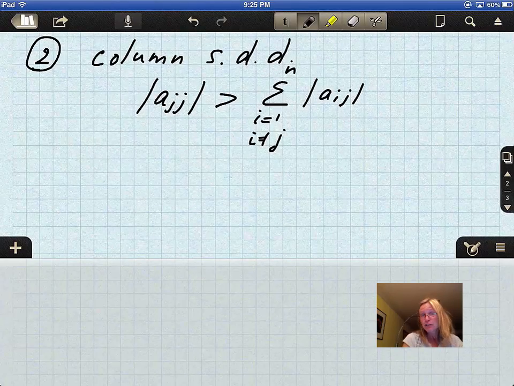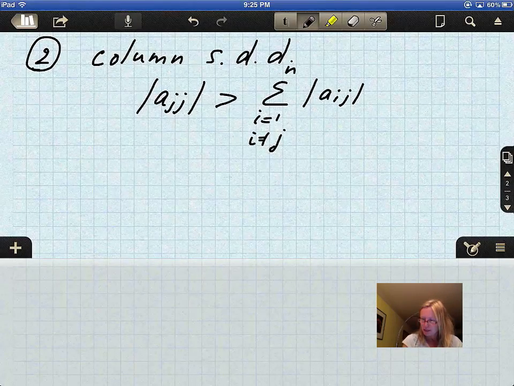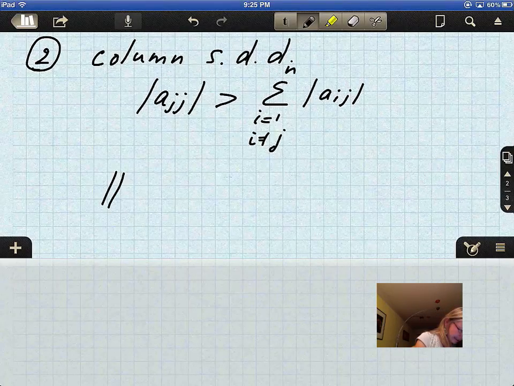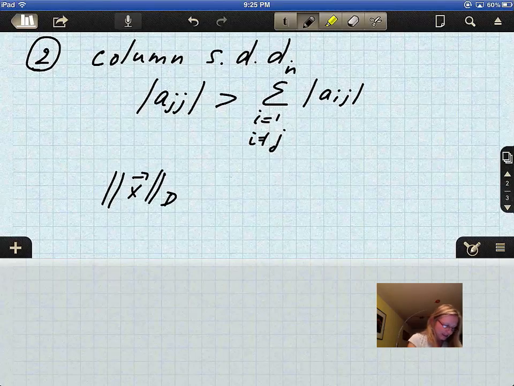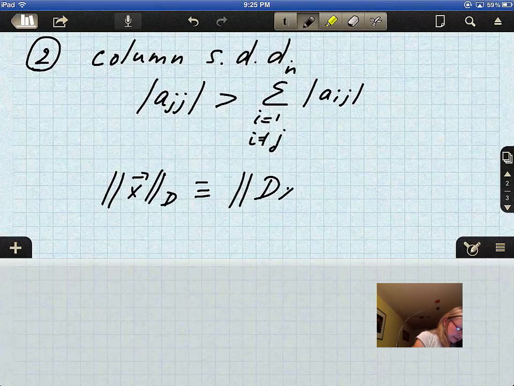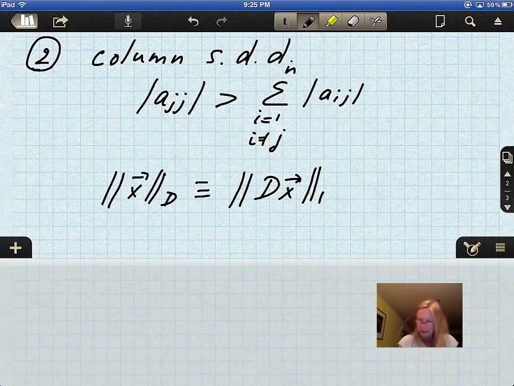So it's interesting to look at this proof, because we have a completely different type of norm. We don't look at the spectral radius, we don't look at the infinity norm or the one norm, but actually a weighted one norm. And the norm that we're going to be looking at is this one here. We just notate that with a subscript D, and this is equal to D x, the one norm. So this is the norm that we're going to be looking at.